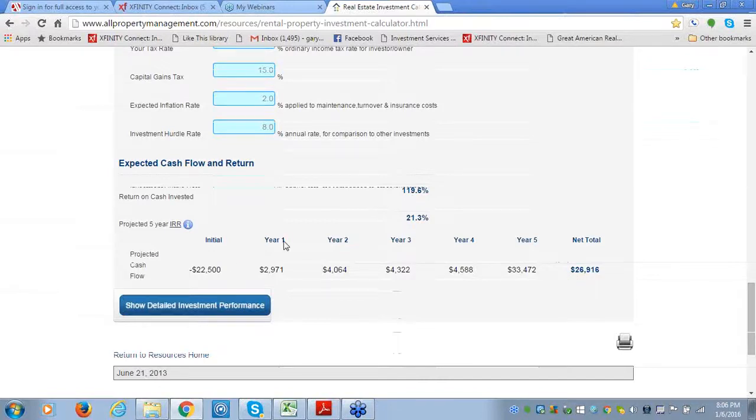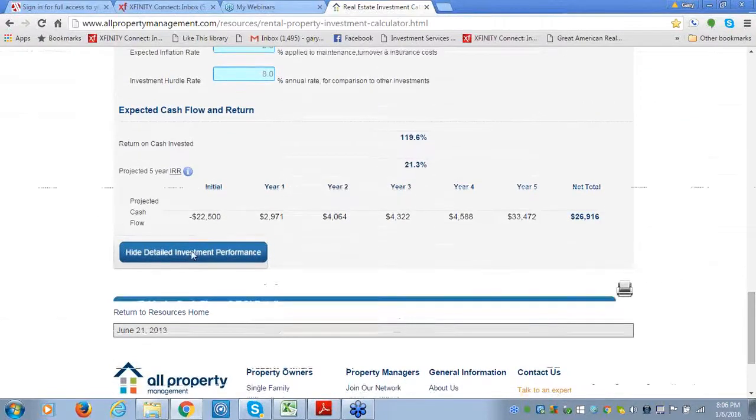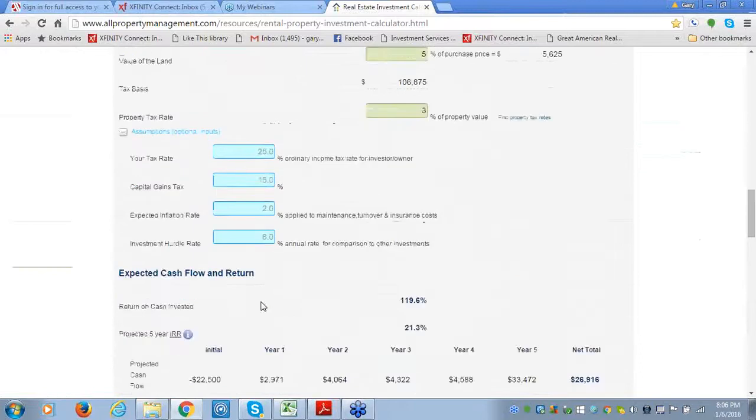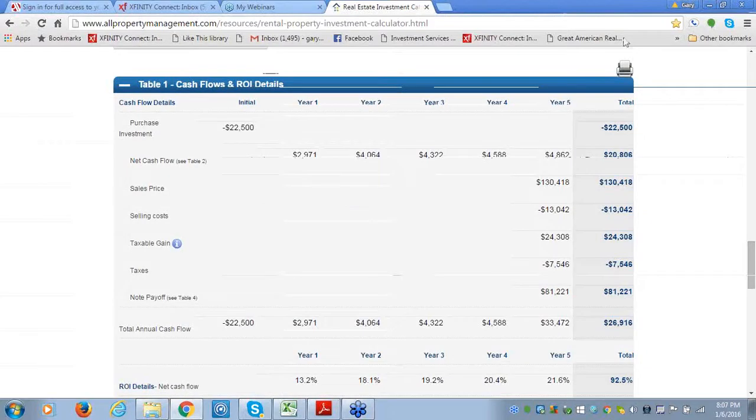Now I don't want to go into all these details because we're running over, but I want to click on this and show you what you should do on your own. It says show more details, and look what you get: cash flows and return on investment details. I want to slide this over so you can see more. You get all of these figures.